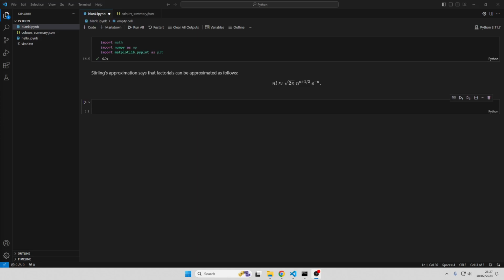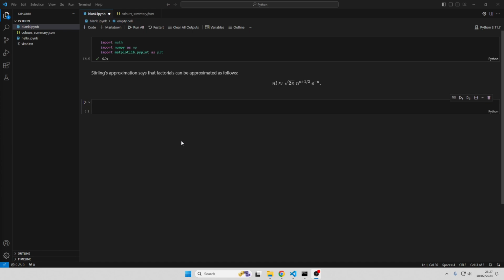In this video we're going to make a plot to illustrate Stirling's approximation. Here's what Stirling's approximation says. It says that n factorial is approximately the square root of 2 pi times n to the power n plus a half times e to the minus n. So that's an approximate formula for factorials. It turns out to be very useful.